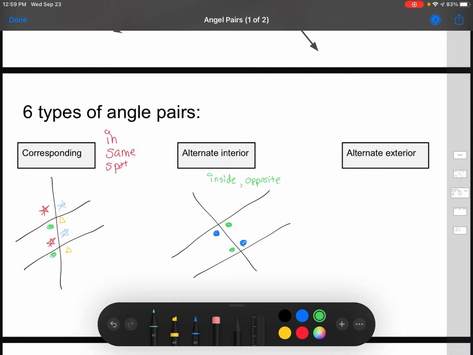Alternate exterior, they're still opposite, but exterior means they're on the outside and opposite. All right, so this blue dot with this blue dot. They're on the outside of the parallel lines, but they're on opposite sides of the transversal. And then this red star and this red star would go together. So those are the first 3.